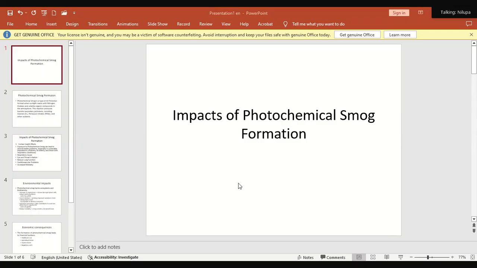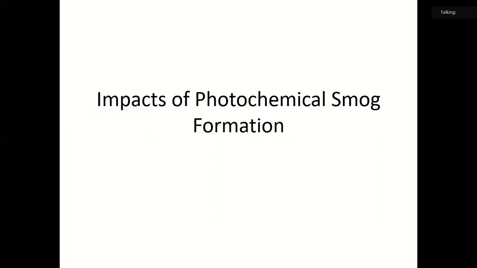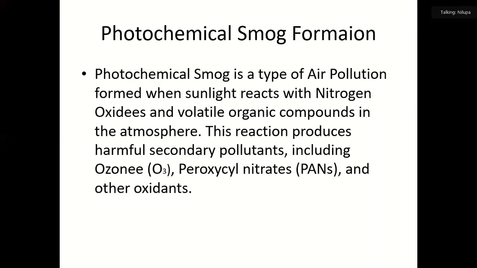Okay, good morning, all of you. Our topic is photochemical smoke formation. Can you please go to the slideshow mode? Slideshow mode, yes, good. Better. Right, okay. Photochemical smoke formation. Photochemical smoke is a type of air pollution formed when sunlight reacts with nitrogen oxides and volatile organic compounds in the atmosphere. This reaction produces harmful secondary pollutants, including ozone, peroxyl nitrates, and other oxidants.